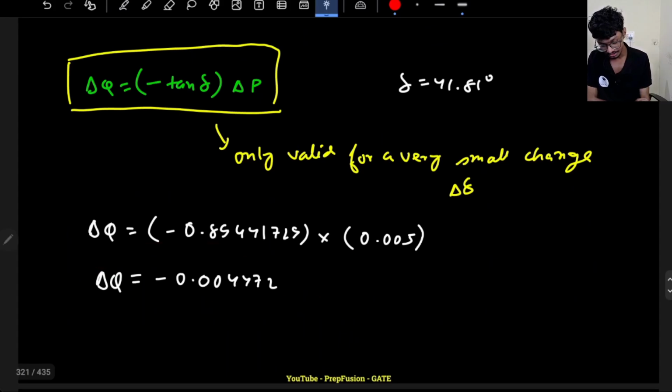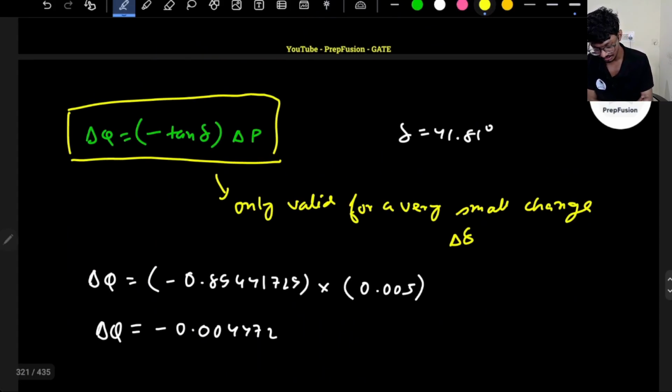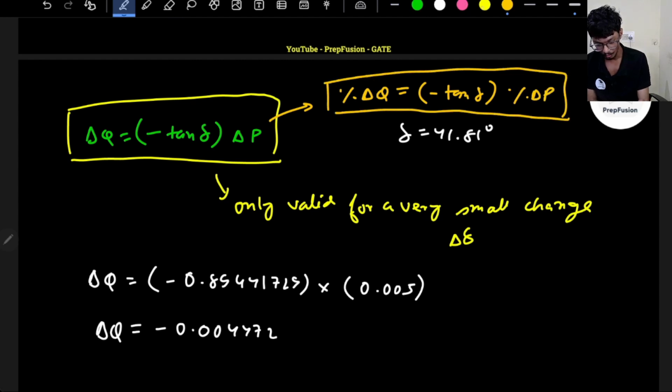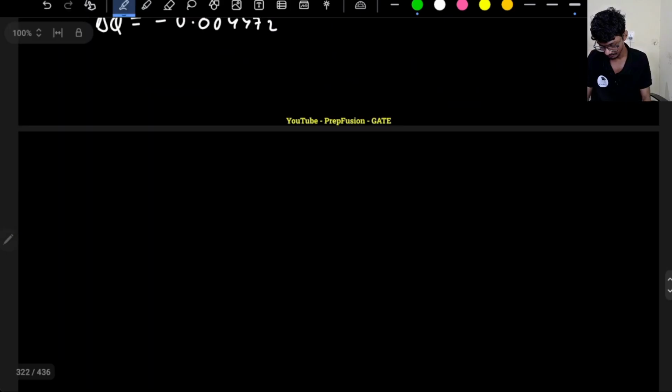Okay. But here it will not be the same. A few students get confused, and they write this relation as percentage change in delta Q will be equal to minus tan delta into percentage change in delta P. This is absolutely wrong. Why? Can you tell me why it is wrong? Because remember, when you are talking about percentage change, that means I am dividing both sides, right?